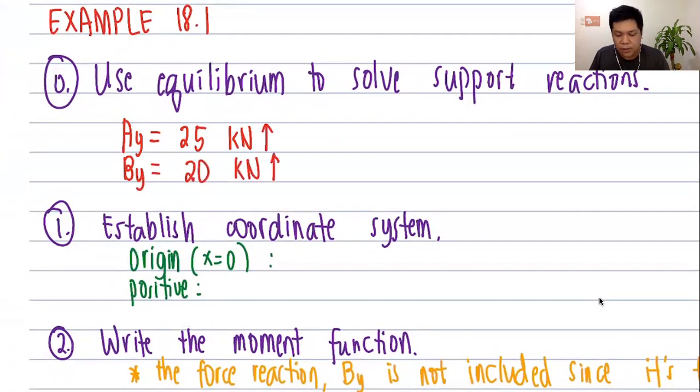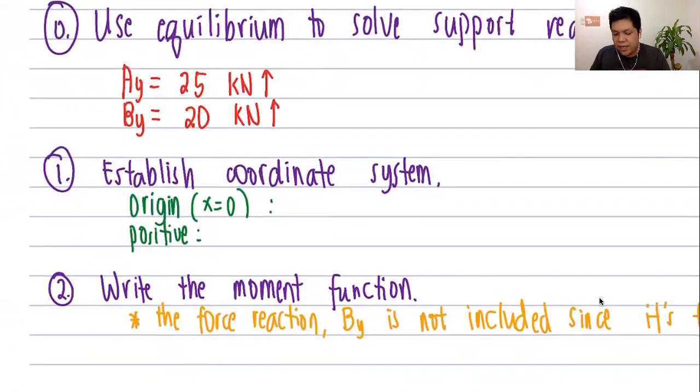Next, step 1 is to establish the coordinate system. So for us to not have any difficulty in solving the problem, let's use the conventional coordinate system. I'll use the origin at the leftmost end, which is at A. So that's my x is equal to 0. Then my positive direction is to the right.